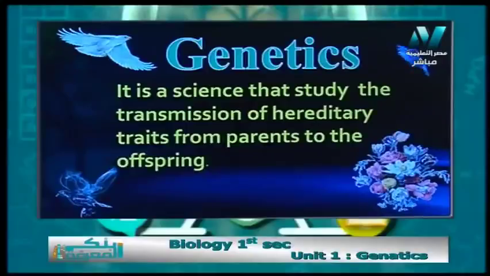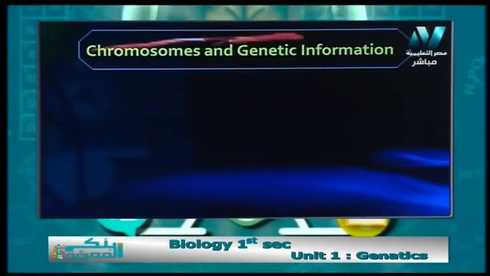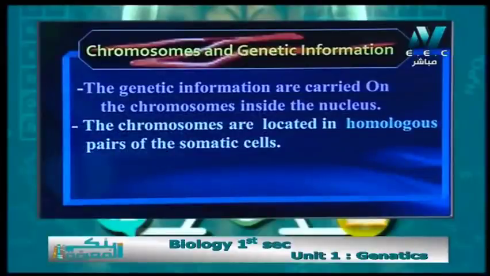What's meant by genetics? It is a science that studies the transmission of hereditary traits from parents to offspring. Chromosomes and genetic information. The genetic information is carried on the chromosomes inside the nucleus. The chromosomes are located in homologous pairs of the somatic cells.